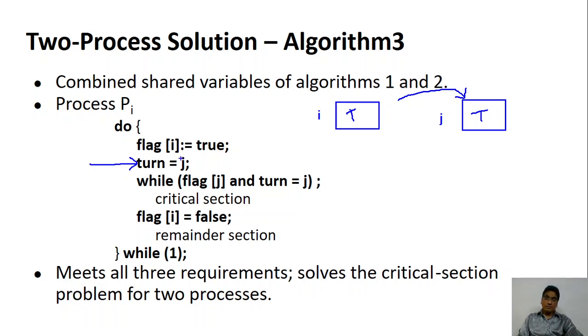Now what if j comes here and sets the value of i? Remember, when i comes, i gives it to j. When j comes, j will give it to i. If j gives it to i, one of them will continue. It is like when you are standing at a traffic signal, when the light becomes green, you just go.